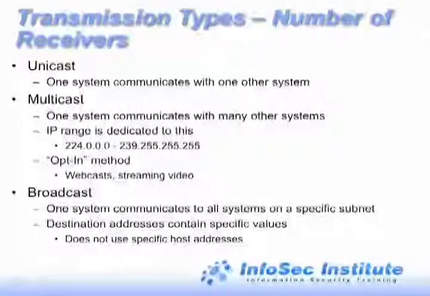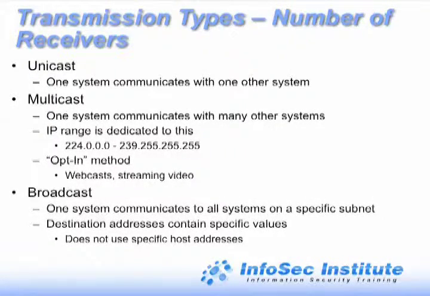Okay, transmission types, senders and receivers. There's the unicast, which is one system communicating with one system, so it's system to system. There's multicast, which is one system communicating with many others. And then there's broadcast, where one system communicates to all the systems on a specific subnet. So the main difference between multicast and broadcast is that broadcast tries to talk to everybody, versus multicast, which only tries to talk to the ones that are listening.